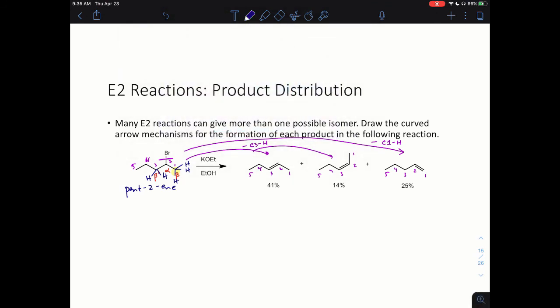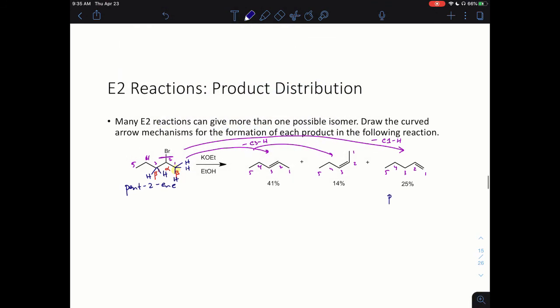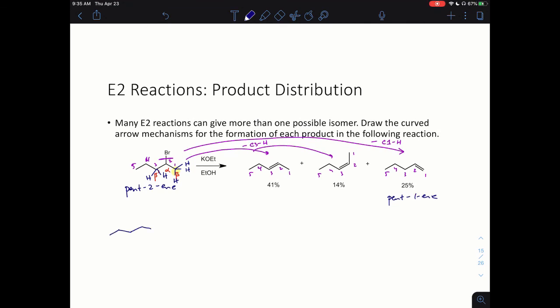So let's draw the mechanism. We'll start with the mechanism to form pent-1-ene, so deprotonating at C1. We'll have ethoxide, our base, deprotonate at C1. C1 is beta to our leaving group. Beta just means adjacent to the alpha carbon, the carbon that bears the leaving group, bears the halogen. And then we'll get pent-1-ene plus bromide plus ethanol, which we don't really care about right now.